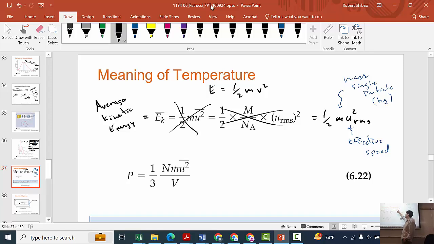The mass is usually in kilograms, the velocity is in meters per second, so kilograms times meters squared per second squared is a joule. So this gives me the energy in joules here. Velocity means the speed, and so V and U are the same. I don't know why our book doesn't use V.